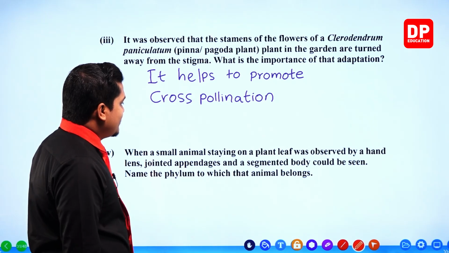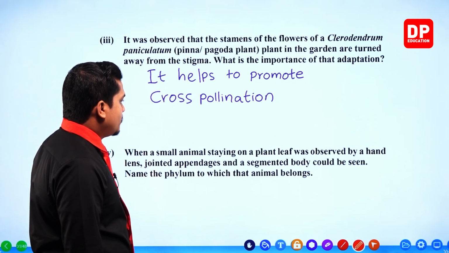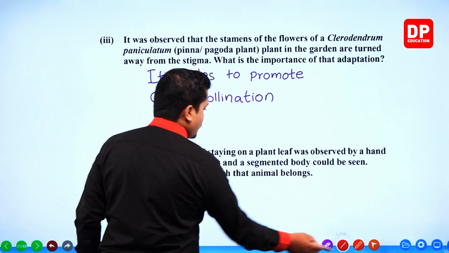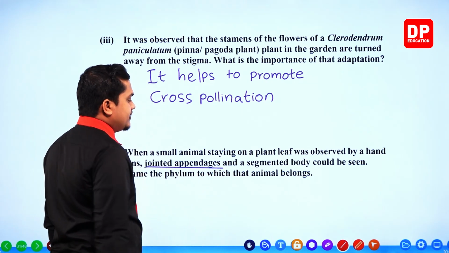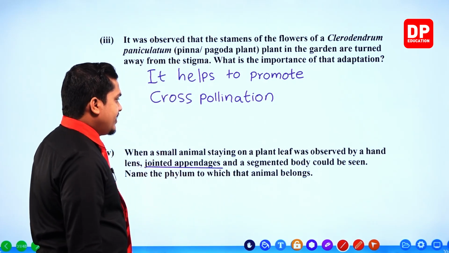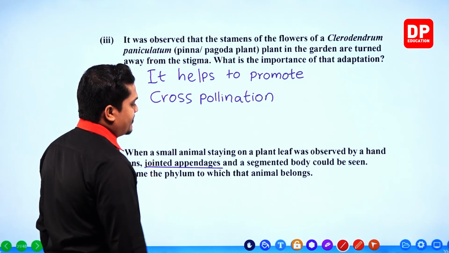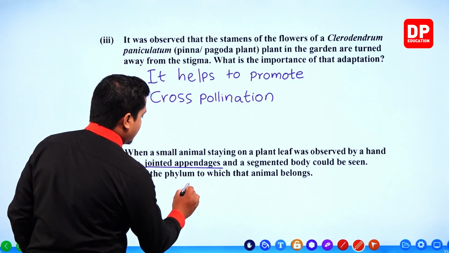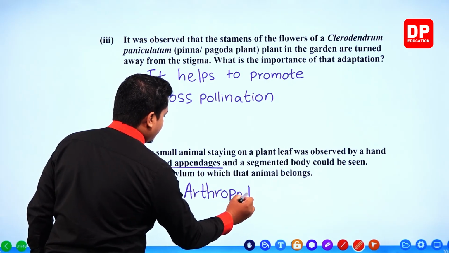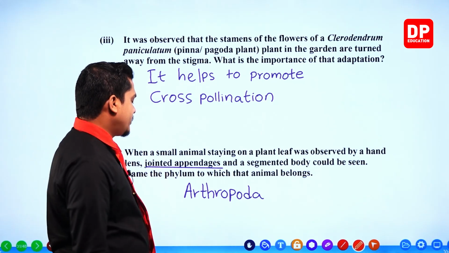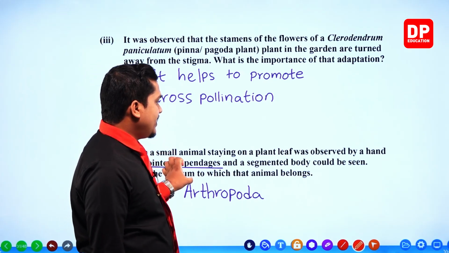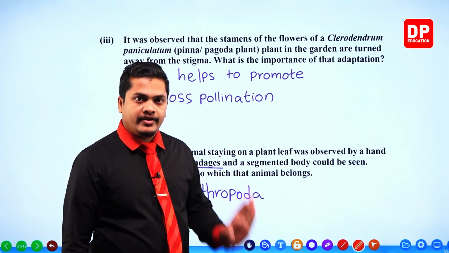When a small animal on a plant leaf was observed with a hand lens, jointed appendages and a segmented body could be seen. That means definitely this animal should be an arthropod. Name the phylum. Simple, my dear children. The phylum is Arthropoda. Arthropoda is the answer because jointed appendages and a segmented body can be seen in arthropods.